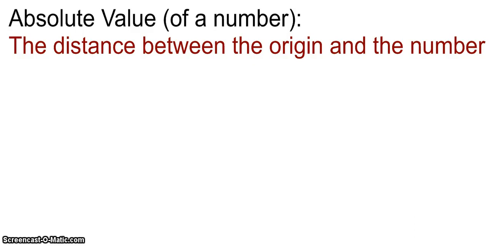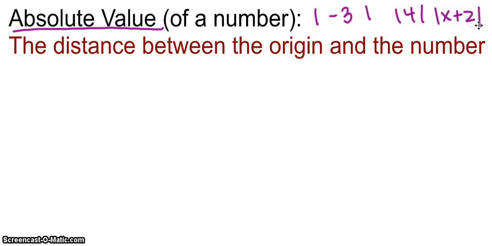All right, today we're going to talk about the concept of absolute value. Absolute value is notated in mathematics with two bars around some sort of an expression. So you might see the absolute value of just a number, such as -3, or the absolute value of 4, or maybe it's the absolute value of x plus 2. But that's how we're going to notate absolute value.